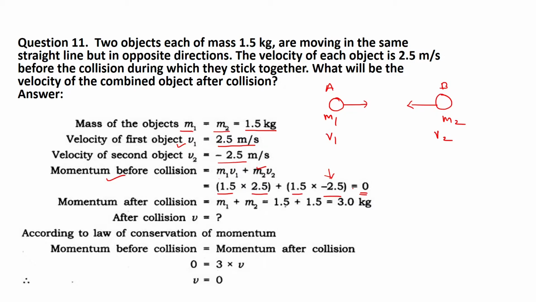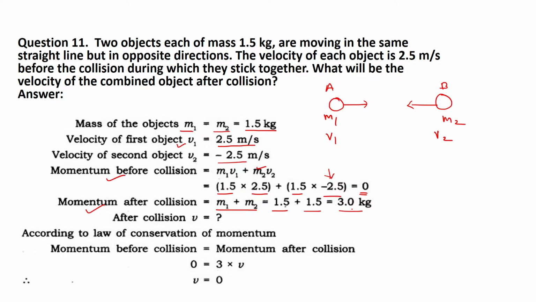Now what about the momentum after the collision? The mass of the object, these two objects stick together. It means that the total mass will be m1 plus m2. The mass of the two objects will be m1 plus m2, that is equal to 1.5 plus 1.5 kg, that is equal to 3 kg. What about the velocity after the collision? And that we have to find.